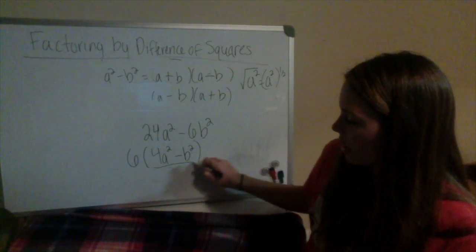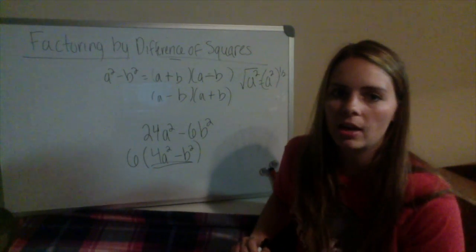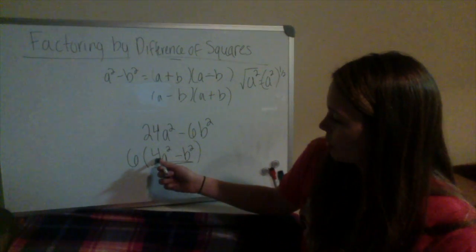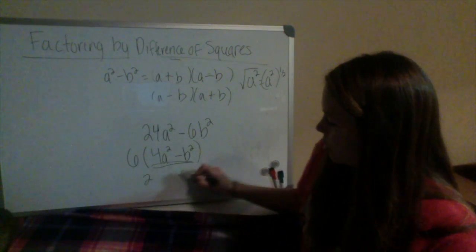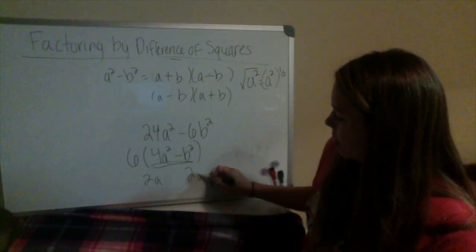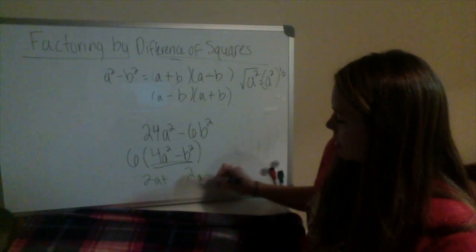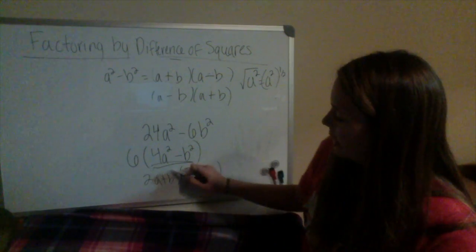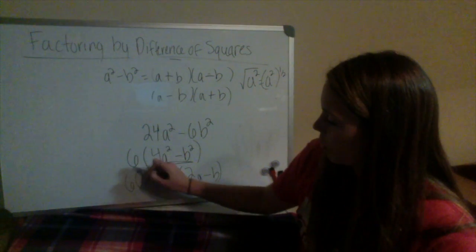Now check on the inside, see if you can do anything else. Can I square root the 4? Yes. 2, 2. Can I square root a squared? A, plus, minus, square root of b squared, b, b. And you leave the 6 out there for your final answer.